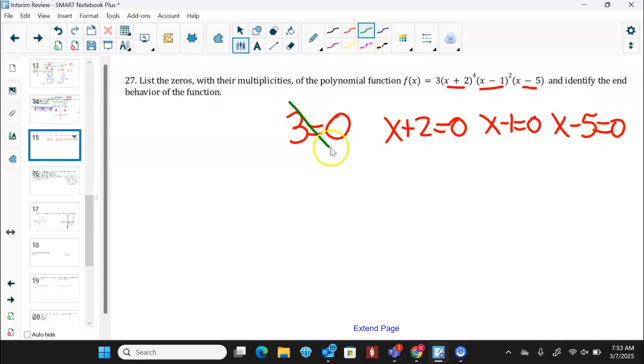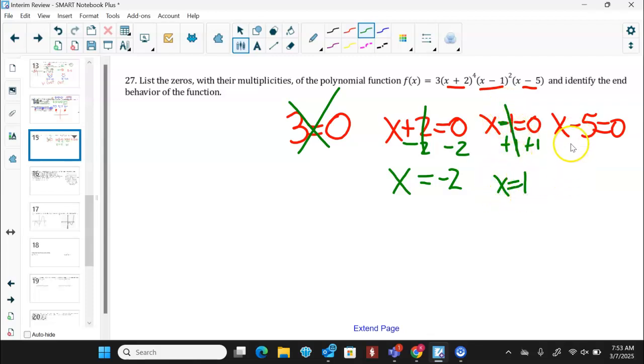So 3 equals 0. It's not a true statement, so that will go away. Here we're going to move the 2 to the other side, so x will equal the opposite, negative 2. Here, we're going to move that 1 to the other side by the opposite of negative, which is positive, so x will equal 1. And here we are going to move the 5 to the other side, so x equals 5. Okay, so I got all 3 unique zeros.